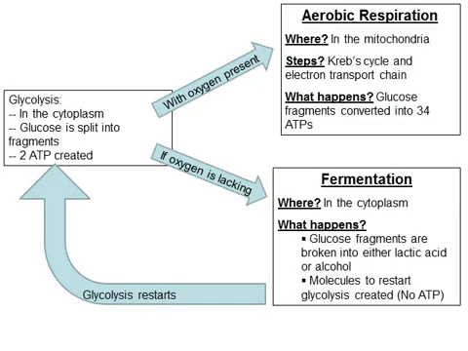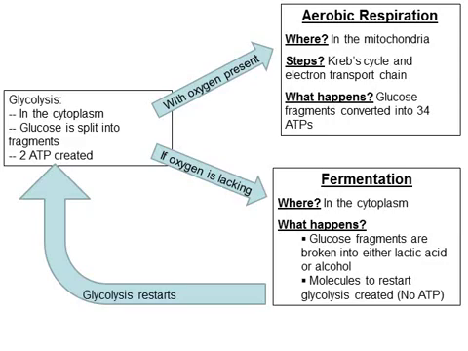So here's a nice little flow diagram. Glycolysis on the left takes place in the cytoplasm. Glucose is split into fragments and 2 ATPs are created. Follow the top arrow. With oxygen present, glycolysis will lead to aerobic respiration.